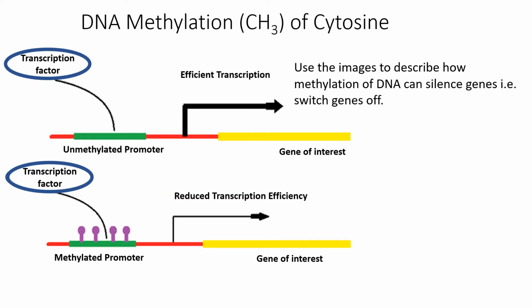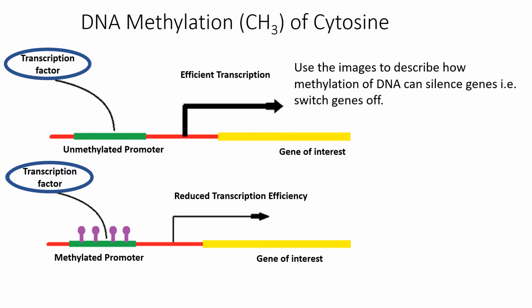At this point, we're going to start talking about specific epigenetic markers and the impact they can have on genes, transcription, and translation. What I'd like you to do is use the images in front of you to describe how methylation of DNA can switch genes off or silence genes. Pause the presentation, spend 2-3 minutes, try and work out what's going on, and when you're ready, restart the presentation.